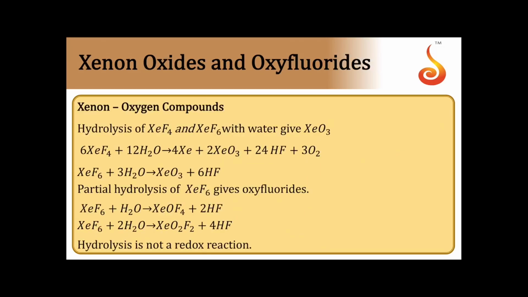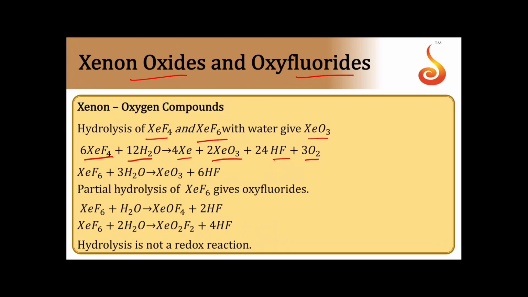Now, xenon oxyfluorides. These xenon oxyfluorides are obtained by hydrolysis of xenon fluorides only. Xenon fluorides on hydrolysis will form xenon oxyfluorides or xenon oxides. When you take hydrolysis of XeF4 and XeF6, XeO3, xenon oxide, is formed. So XeF4 hydrolysis forms XeO3. Other products are xenon, oxygen gas and HF.